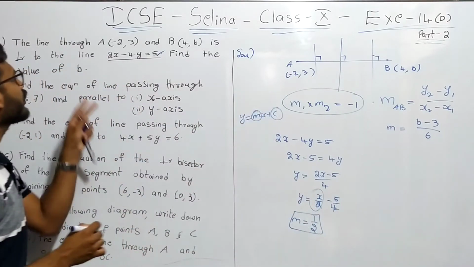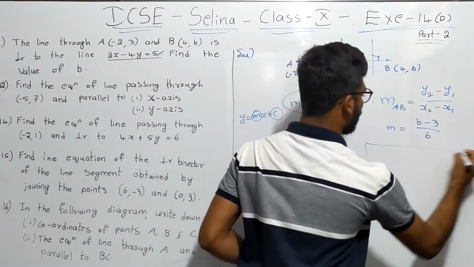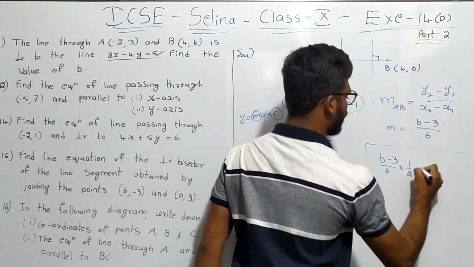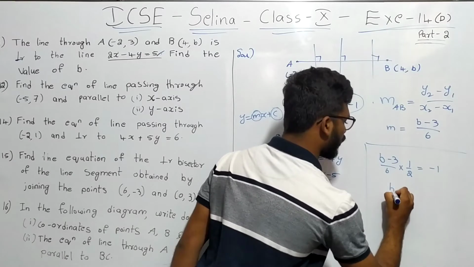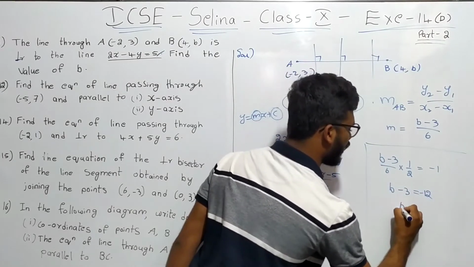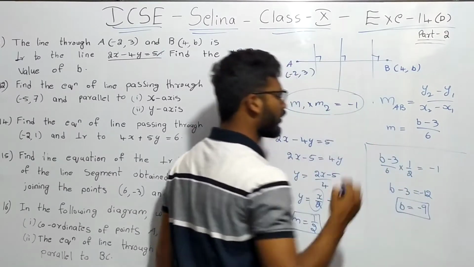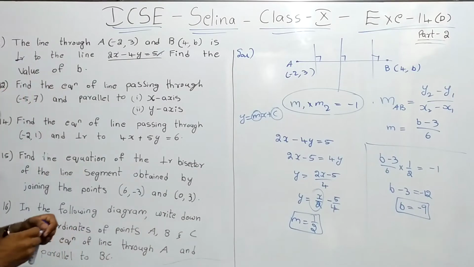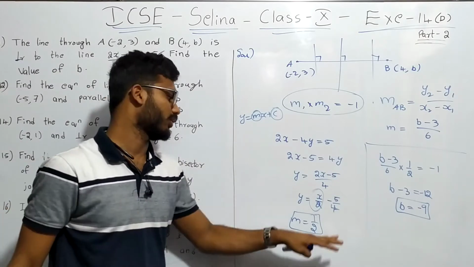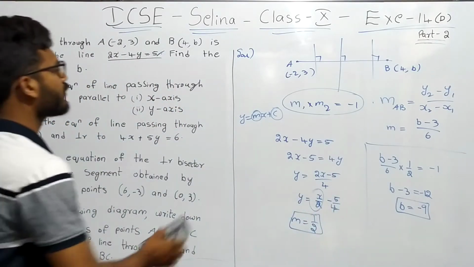And we know when two lines are perpendicular, the product of the slopes is minus 1. So (b minus 3) by 6 into 1 by 2 equal to minus 1. So b minus 3 is equal to minus 1 into 12, which is minus 12. b equals minus 12 plus 3, which is minus 9. Therefore b equal to minus 9 is the solution of this problem. We have to find only b, so b equal to minus 9. The same way, let us do the next problem.